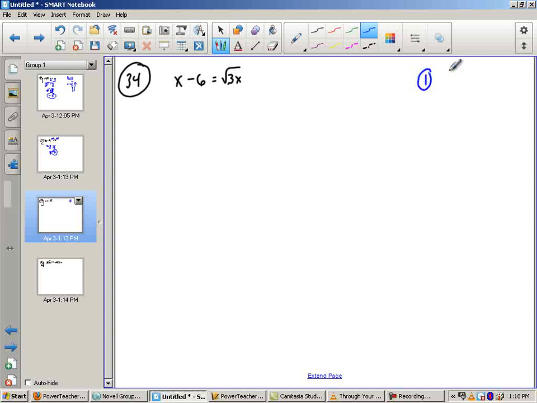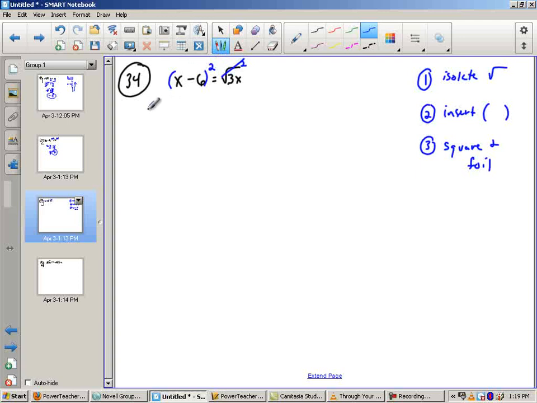From 34 on, our first step is to isolate a radical. We need a radical that's by itself. Well, I've already got that. That was handed to me. The second step is to insert parentheses. Well, this is all ready to go. This side needs some parentheses around it. And then my third step is to square and FOIL. So I need to square both sides to get rid of this square root.